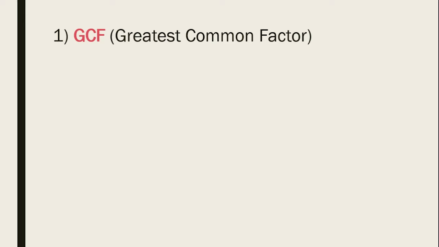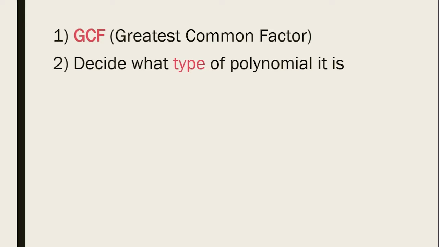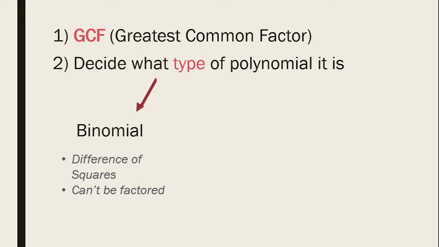Second step is to decide what type of polynomial you're dealing with, okay? So what does that mean? First, we have our binomial. That means that our polynomial contains two terms. How do we deal with that? It will be either differences of squares or it cannot be factored, okay?